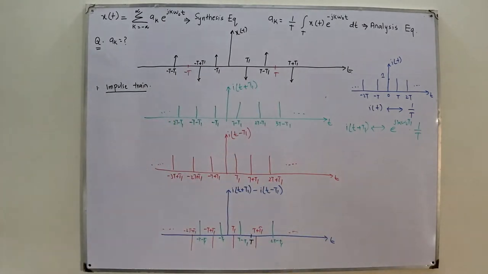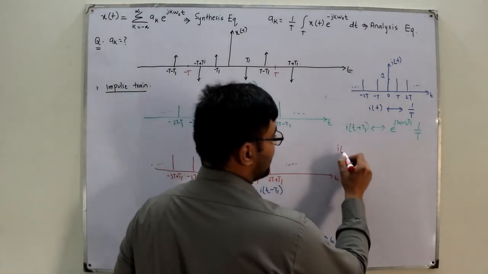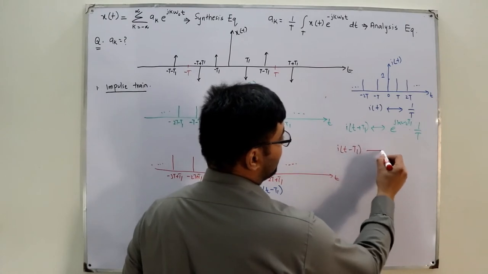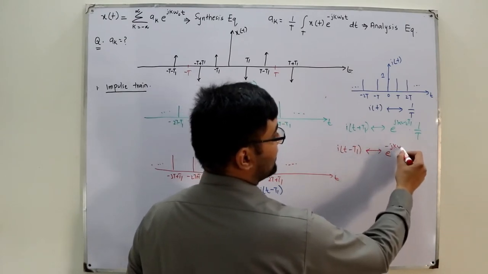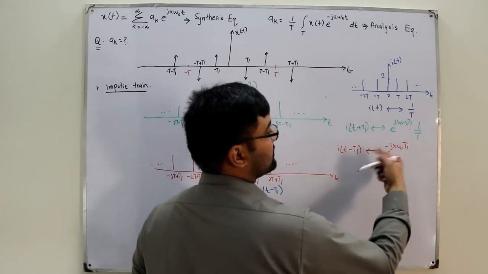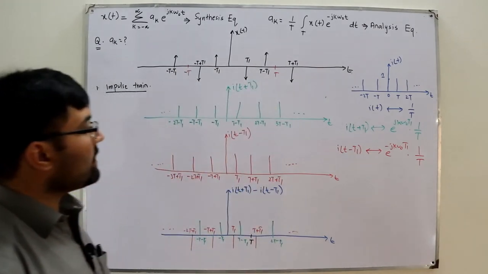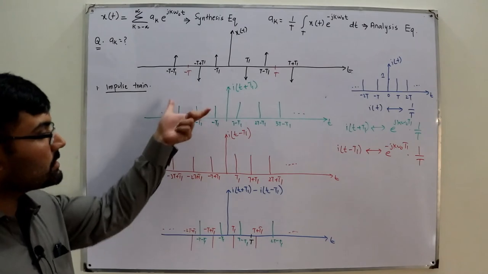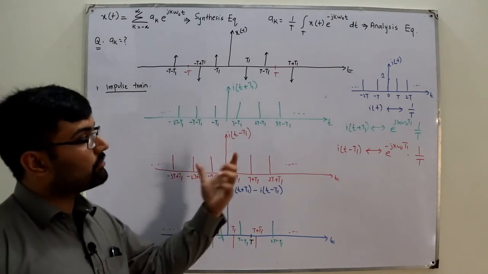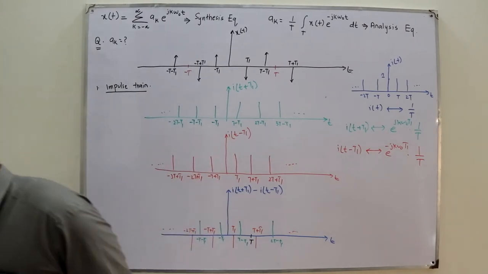Isn't it like this? Similarly, if I shift it towards the right, I have the impulse at t minus t1. Now this would happen when you multiply with an exponential of negative jk omega naught t1, and 1 upon T. So now have a look. Our original signal is a linear combination of these two signals, which implies that my Fourier coefficients would also be the linear combination of these two Fourier coefficients.